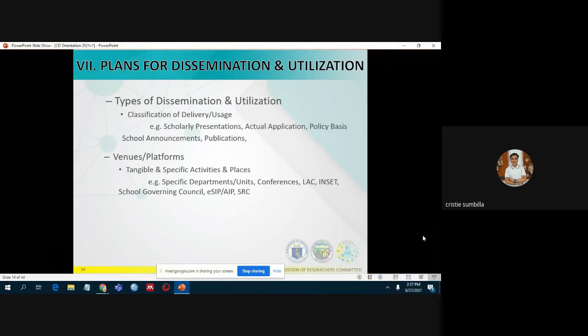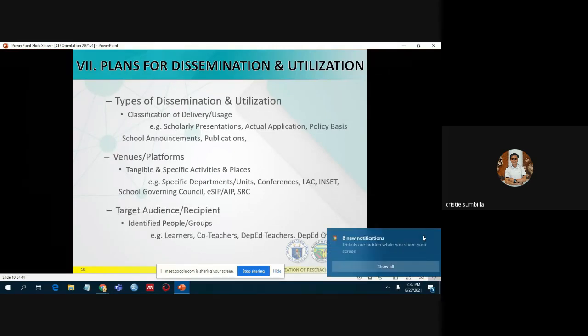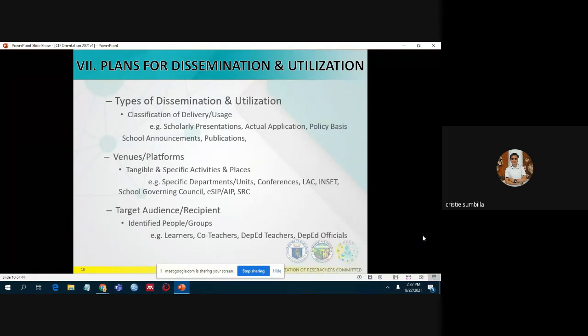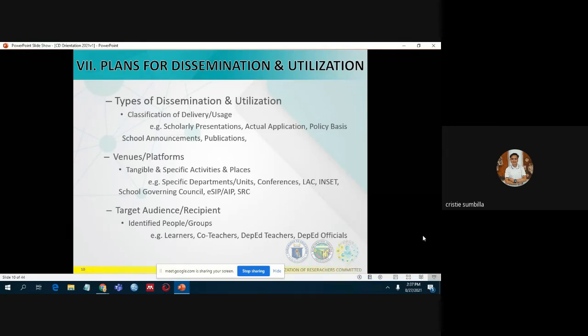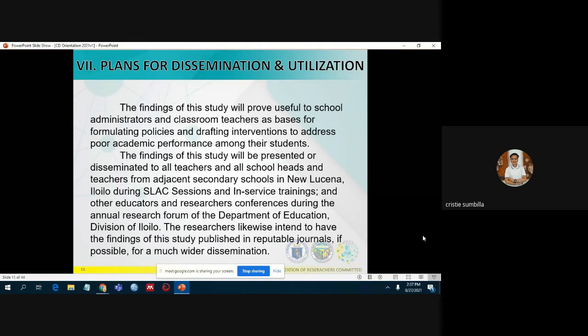in the SIP, AIP. And lastly, we should identify our target audience, like will it be learners, will it be teachers, or our external stakeholders. I have here a sample plan for dissemination and advocacy. Since this is generic, you can make use of this as a guide. So allow me to read.